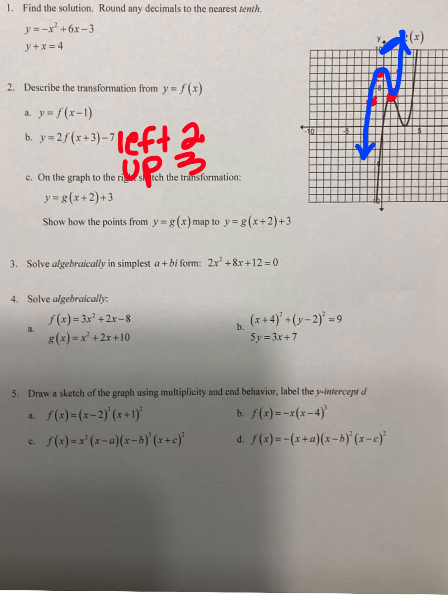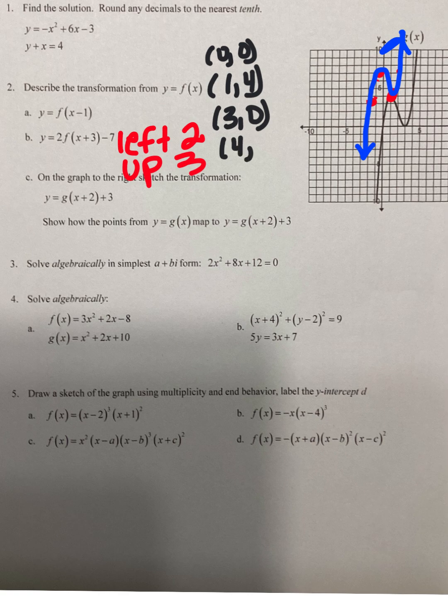Okay, and so next it says show how the points from y equals g of x map to y equals g of x plus 2 plus 3. Okay, so let's see here. We had one of the points was 0, 0, so I'm going to write that up here, 0, 0. And then we had a point of 1, 4 I moved. I'm just writing down the points that I moved. And 1, 2, 3, 0. And 4, comma, 4.